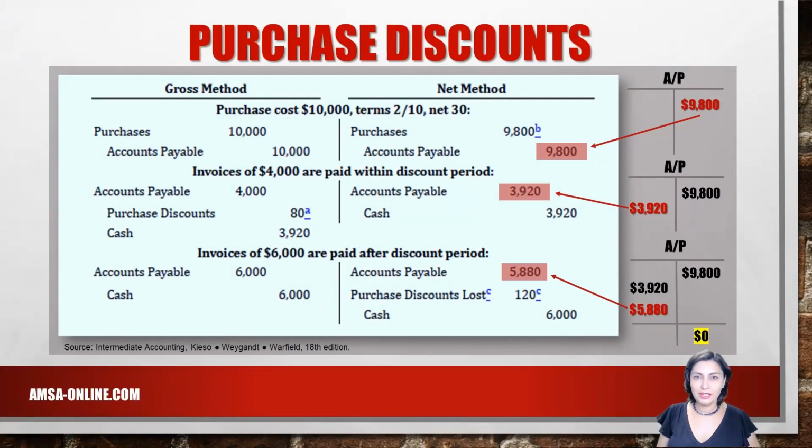On this slide, you see a T account for accounts payable. Accounts payable is a liability account. Its normal balance is credit. It is increased by credit and decreased by debit. First, it was increased or credited by $9,800, the amount of the invoices less a purchase discount, and then decreased or debited by $3,920 and $5,880. Note that the ending balance in the accounts payable account after all invoices are paid must be zero.